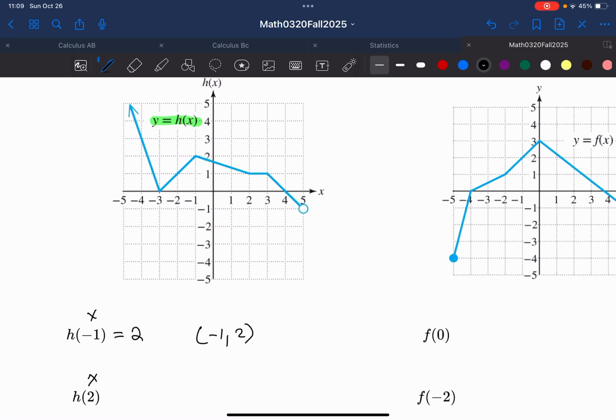And when I do that, that's when I form that point right here, negative 1, 2, which is right there on my graph. Okay, then I have h of 2, so I find when x is equal to 2, I go up to meet the blue graph at y equals 1. So that means right here at 2, 1, I have my answer.